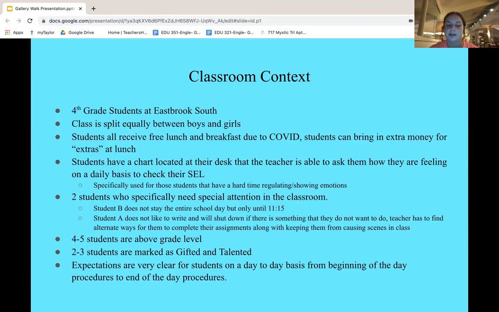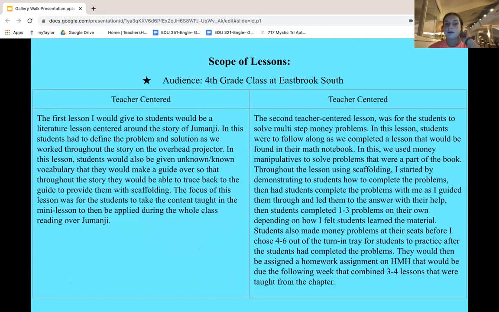On a day-to-day basis, the teacher made the expectations very clear from when they arrived in the day to when they were leaving at night, and everything in between. The students knew exactly what they were supposed to be doing and when they were supposed to be doing it. So for the scope of my lessons, my first 2 lessons that I taught were teacher-centered.